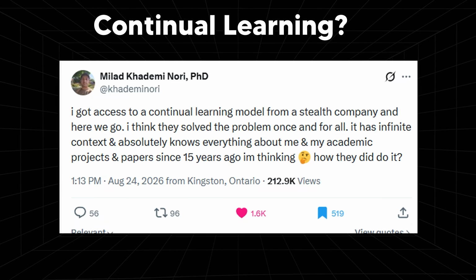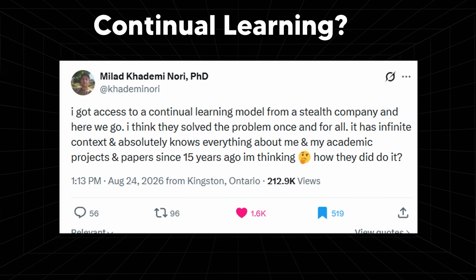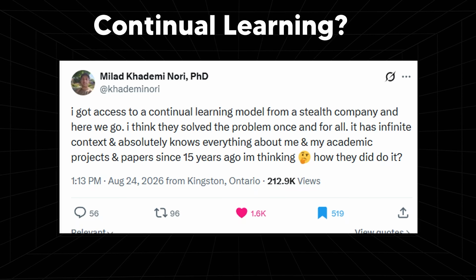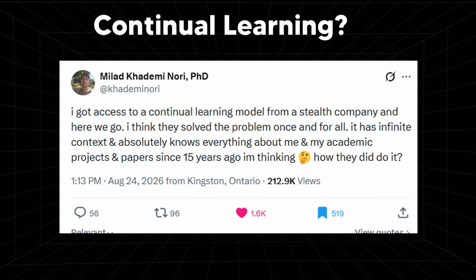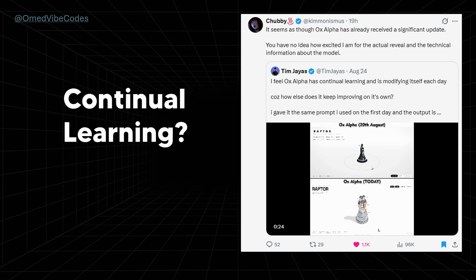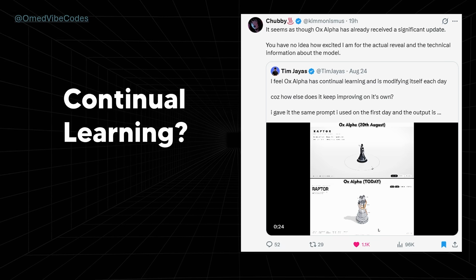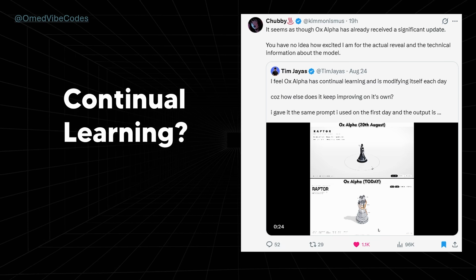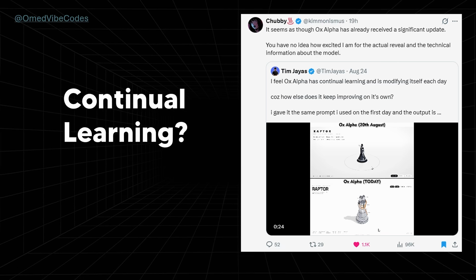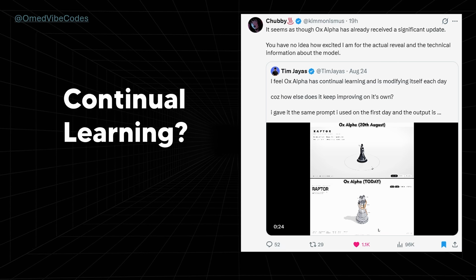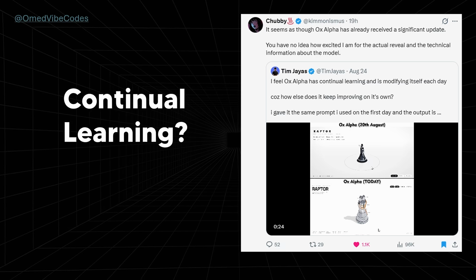But you can see right here that they are saying that there is a secret model with continual learning, infinite compute, and they're wondering how they did it. And some people are saying that it seems OX Alpha has already received a significant update, because OX Alpha is a continual learning model. So there's now a little bit of discourse essentially saying that this model might be a continual learning model. Now, I don't know if that is true. I highly doubt that that is true.